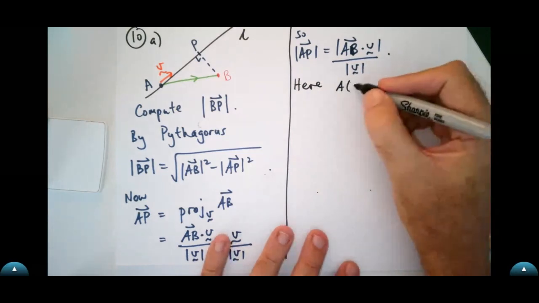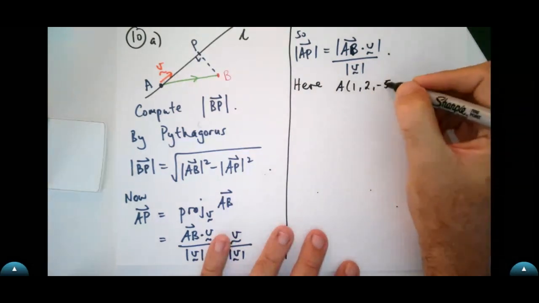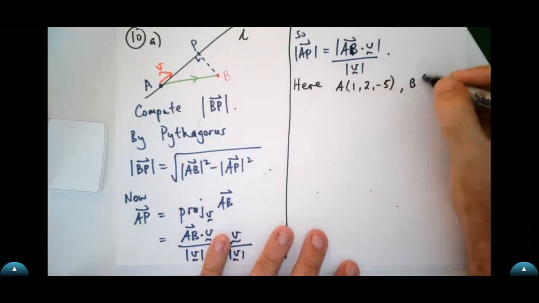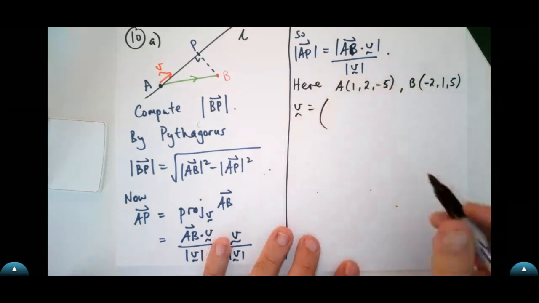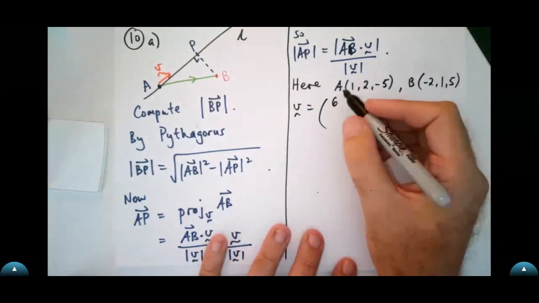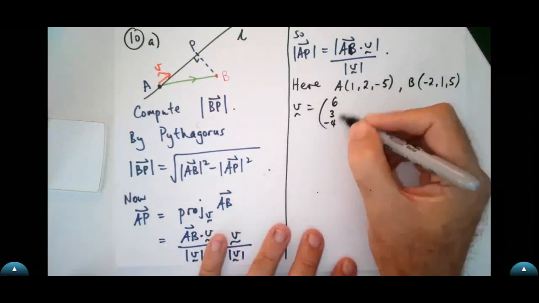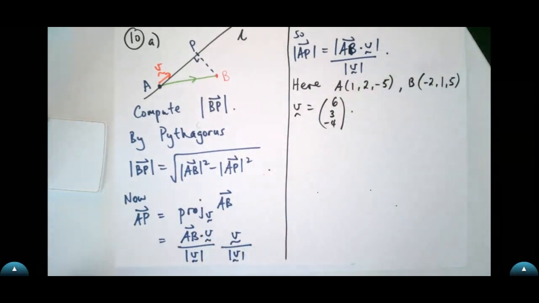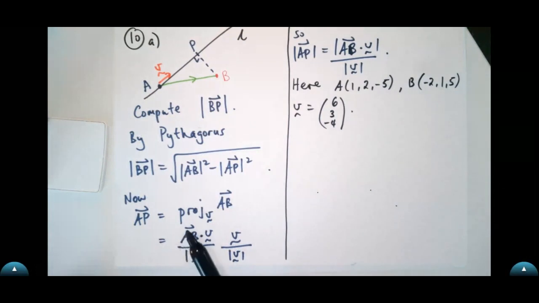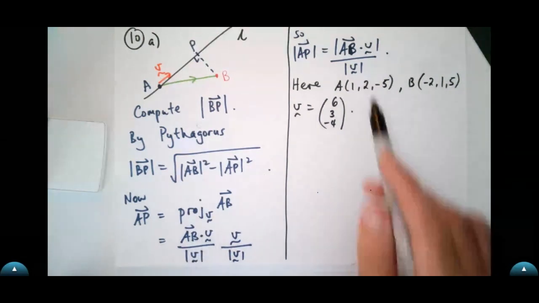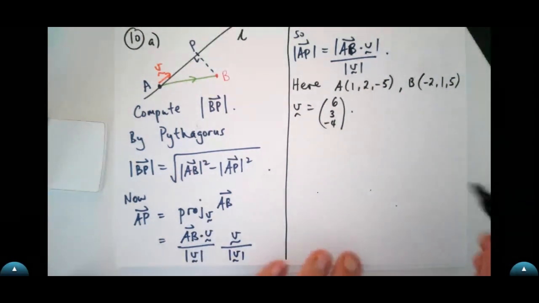A is the point (1, 2, -5). B is the point (-2, 1, 5). And V is the vector (6, 3, -4). Okay, so this is just the information we're given for part A in the notes. All right, so what do we need? We need the vector AB. Okay, that's going to be an important calculation.